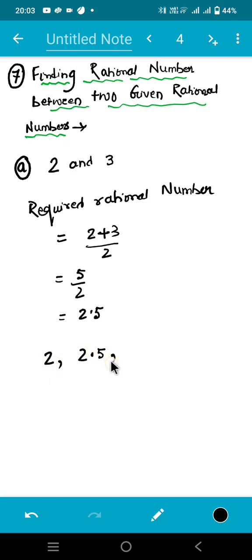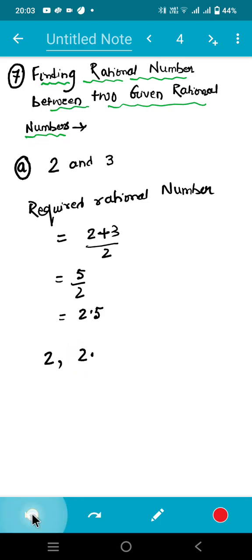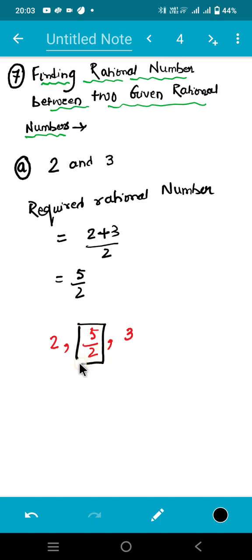2.5. So 3. So 2.5. 2.5 is the rational number. Fine. No. We cannot give it in the... Sorry. So how to write it down? Rational number. So 5 by 2. How to write it down? Then you write 5 by 2 and 3. So this is the required rational number between two given rational numbers.